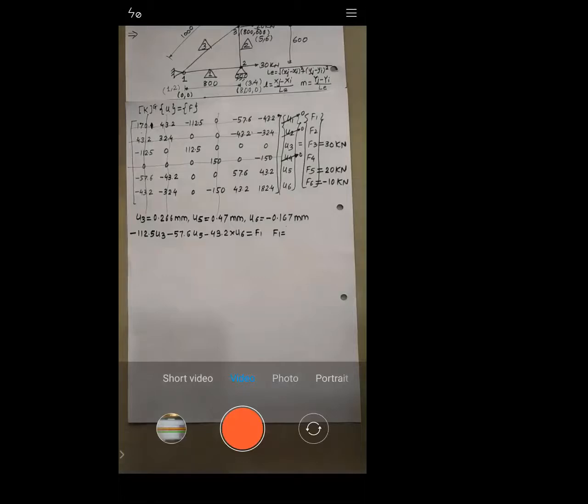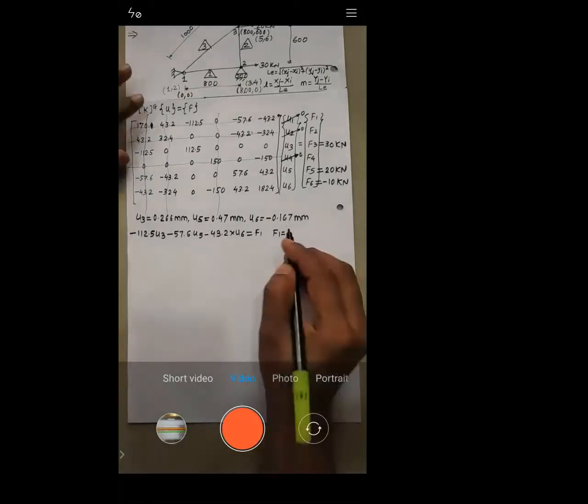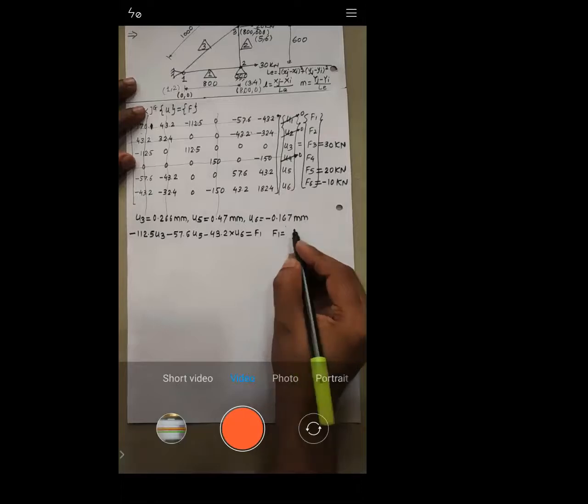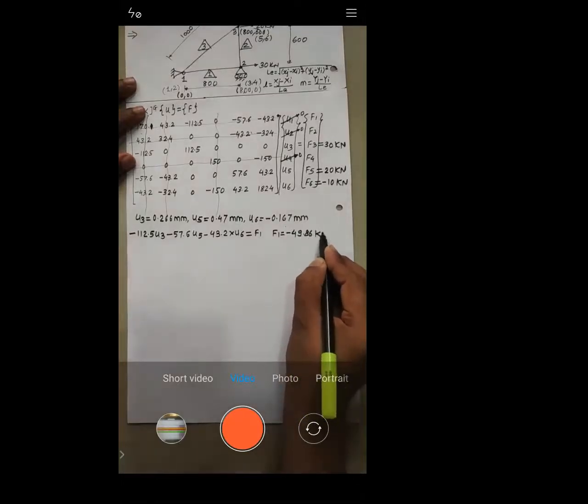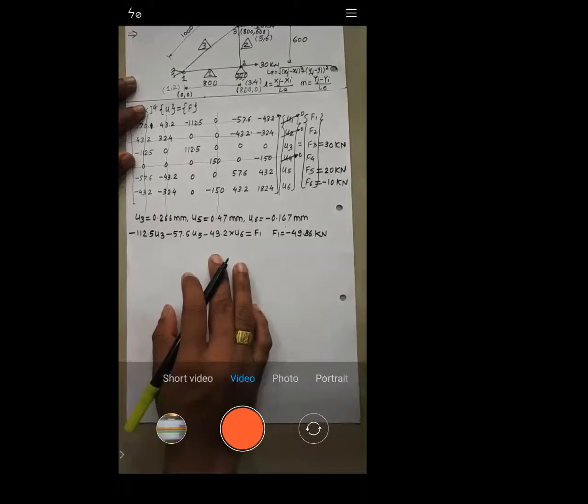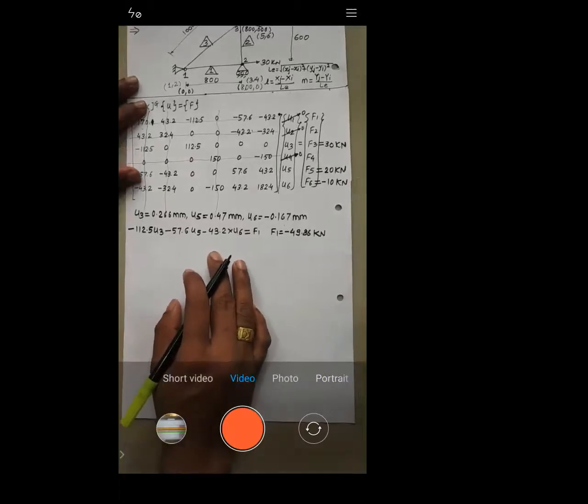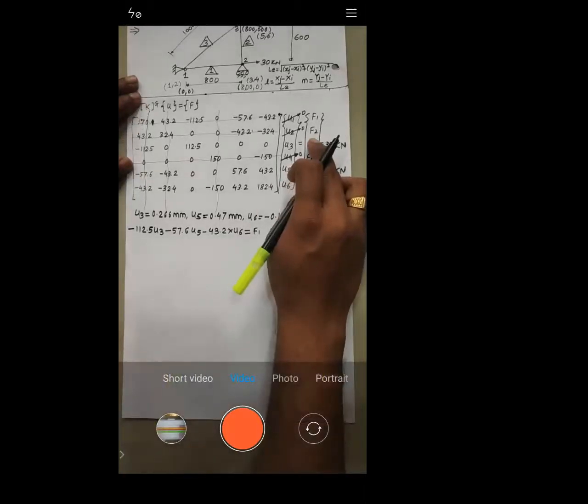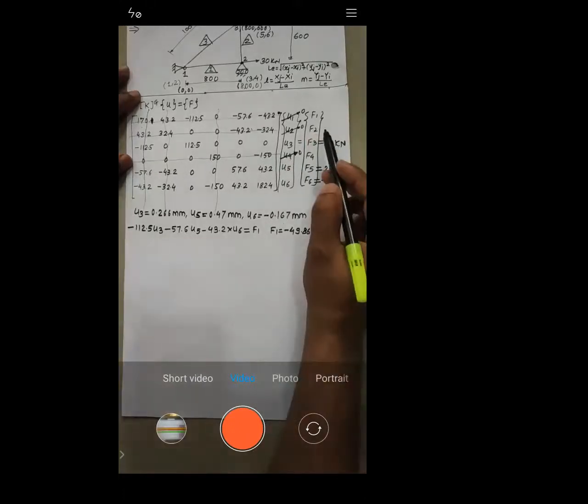What is the value of F1? Let me know immediately. Minus 49.86. Minus 49.86. All of you check. Yes, sir. All of you getting same? Minus 49.86. Whether you're getting same answer.